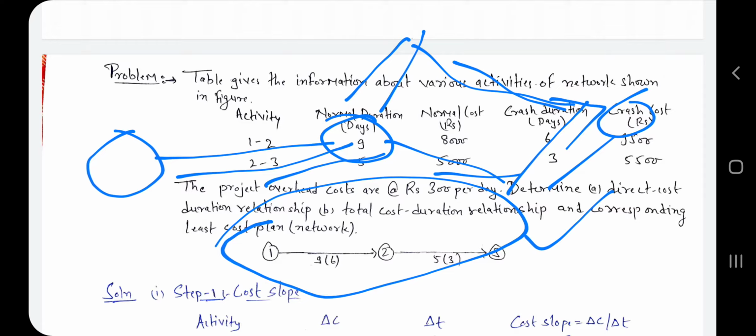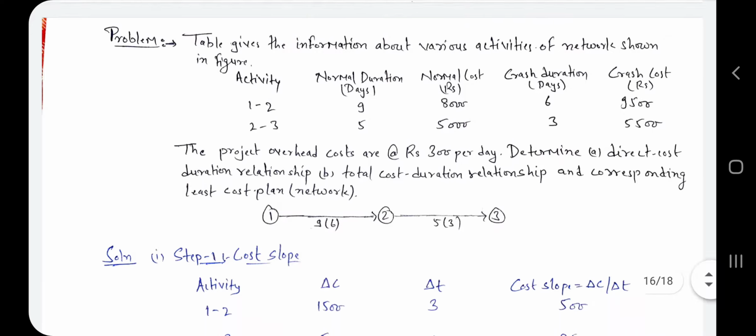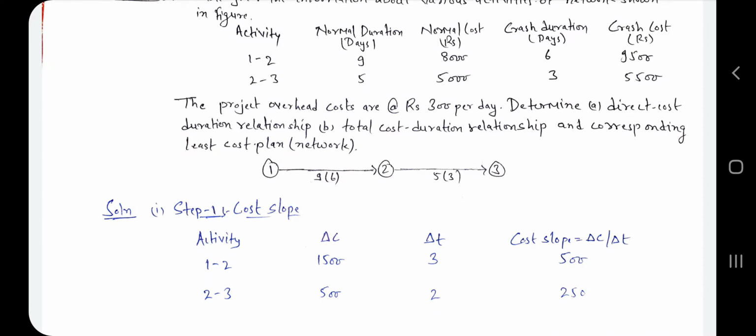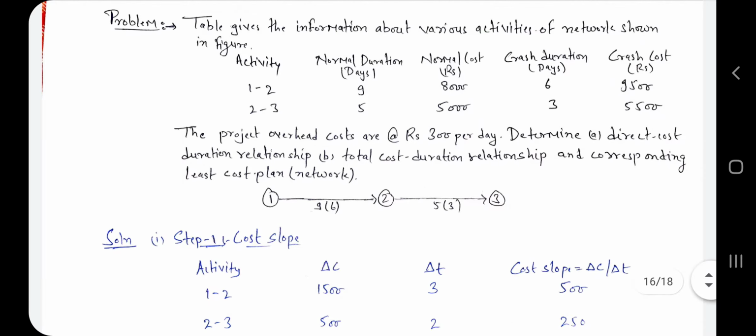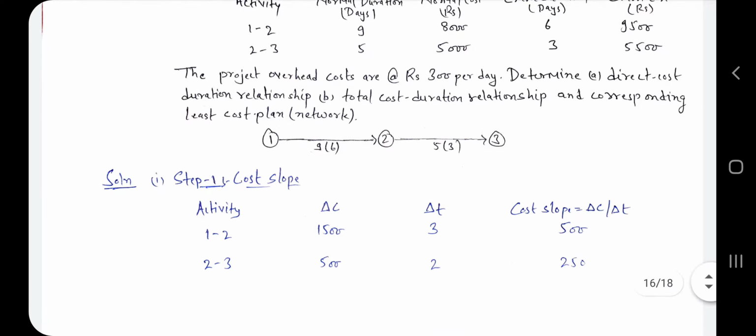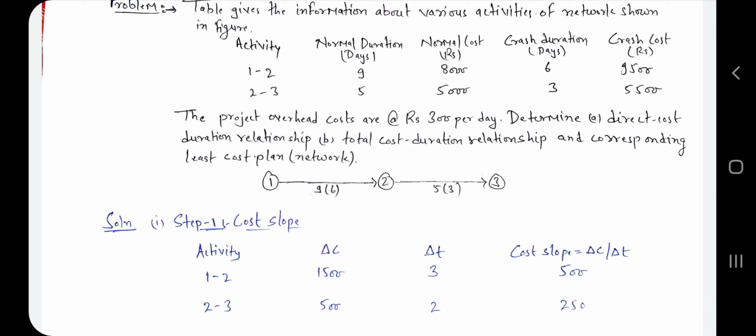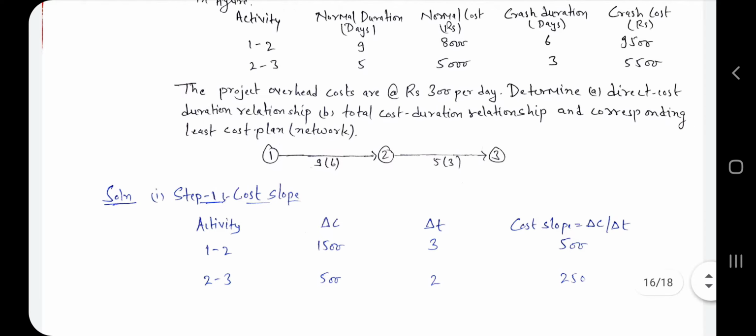So let's see how we find this relationship. First we have to find the cost slope. You know the formula for cost slope: delta C upon delta T, where delta C is nothing but crash cost minus normal cost, and delta T is the normal duration minus crash duration. Okay, so in this way we have to find the cost slope. So let's find the cost slope.